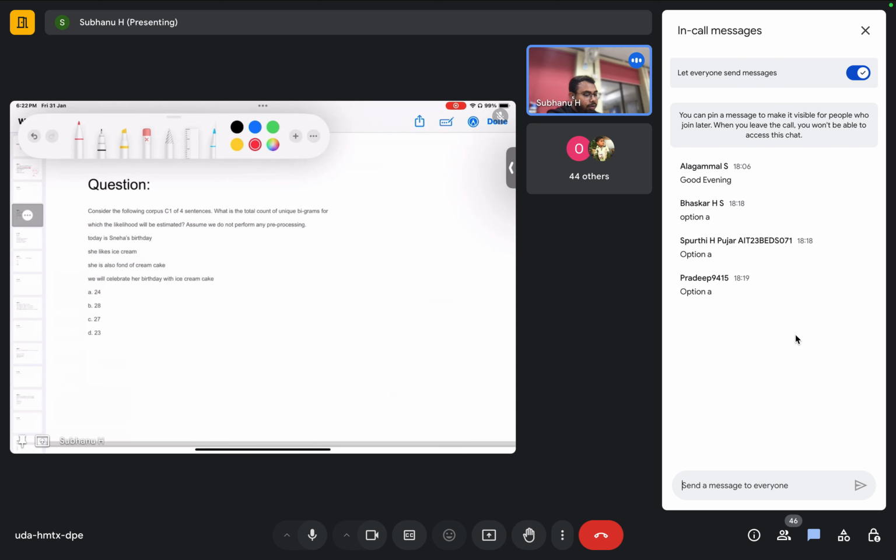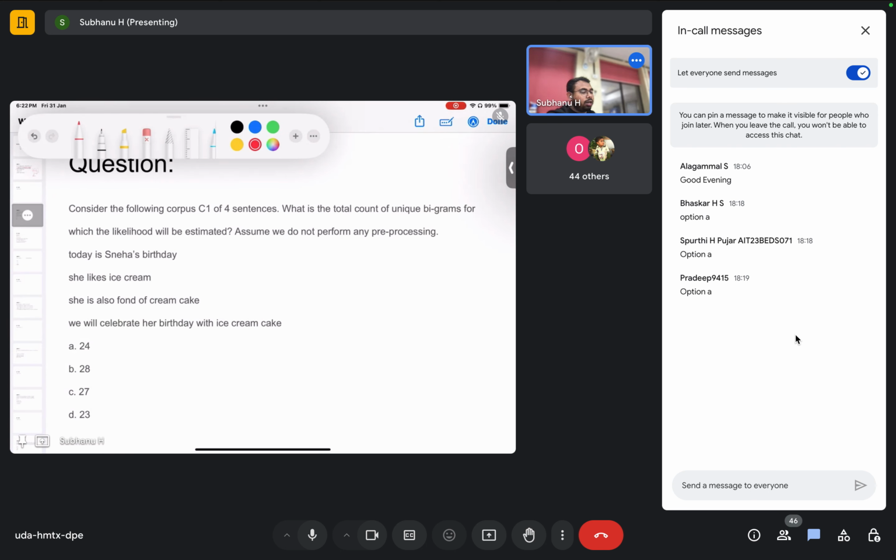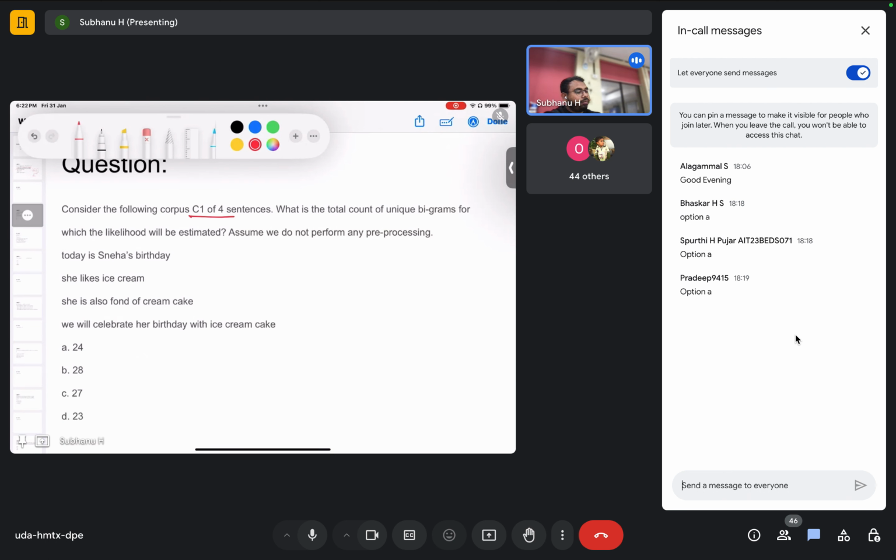Now come to our second question. Consider the following corpus C1 of four sentences. What is the total count of unique bigrams for which the likelihood will be estimated? Assume we do not perform any pre-processing. The four sentences are: Today is Sneha's birthday. She likes ice cream. She is also fond of cream cake. We will celebrate her birthday with ice cream cake.